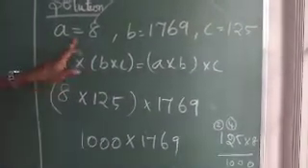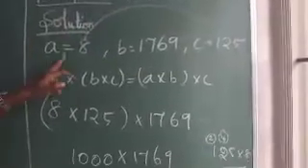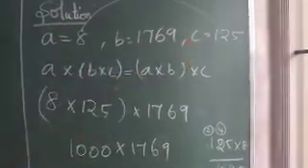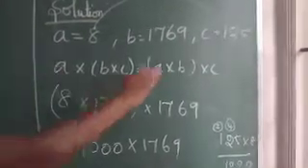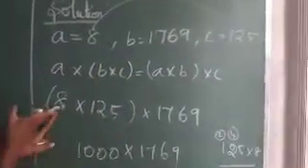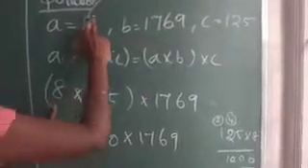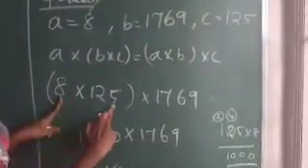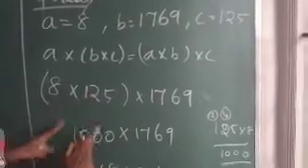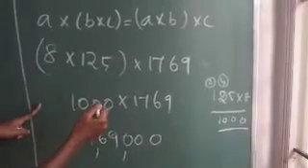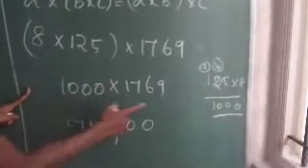So see here, they gave 3 whole numbers: one is 8, another is 1769 and the third one is 125. You can multiply the numbers as usual, but what I have done here is I first considered A and C. So first I multiplied 8 and 125 because it is nearest to 1000. So if 1000 comes, like 10, 100, 1000, 10,000, it is easy to multiply that number with it.